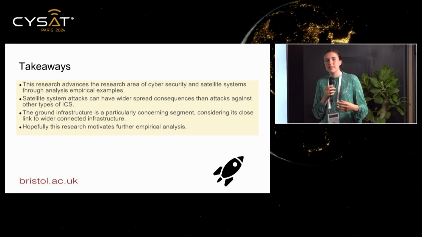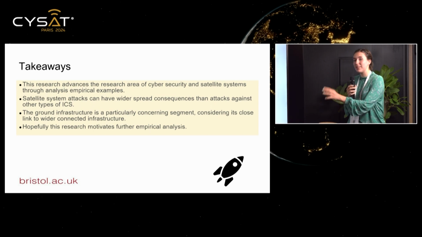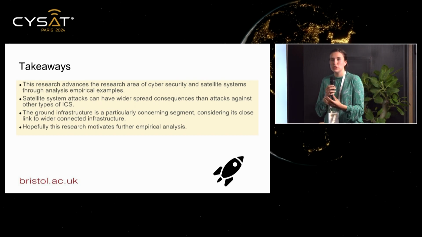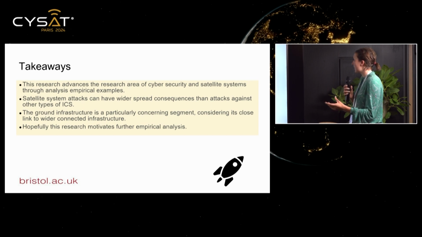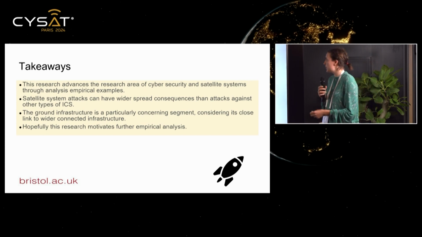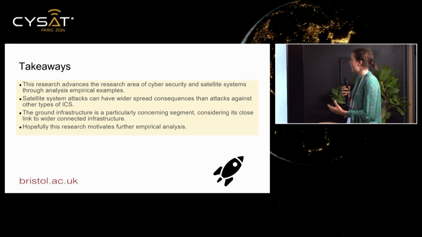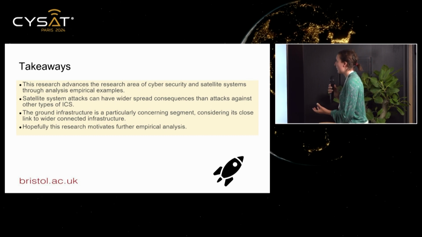So attackers may have reached the networks, they may have even reached the admin management segments within the networks, but they hadn't actually deployed wider measures, even though they had the resources to then create further disruption based on that. And so the ground infrastructure is particularly concerning in this segment, considering its close link to wider connected infrastructure, even more concerning perhaps than the user segment. And hopefully this research motivates further empirical analysis.